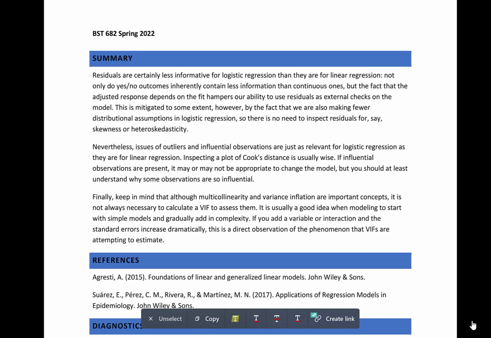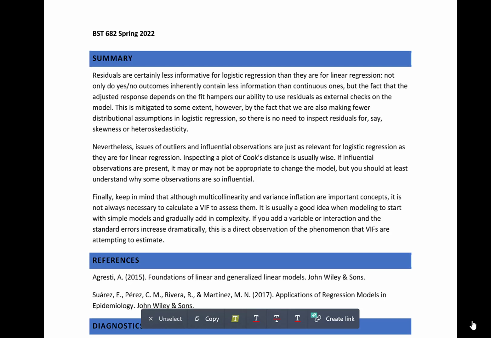Nevertheless, issues of outliers or influential observations are just as relevant for logistic regression as they are for linear. So inspecting a plot of Cook's distance is usually wise. If influential observations are present, it may or may not be appropriate to change the model, but you should at least understand why some observations are so influential.